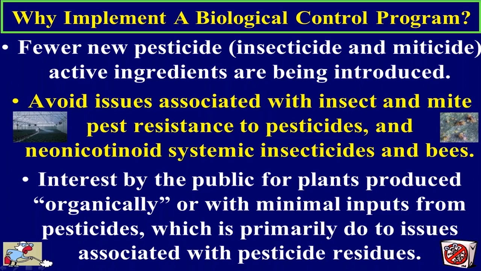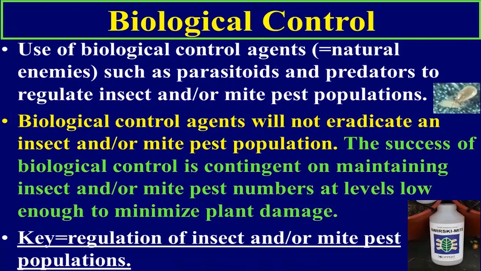Number three is the interest by the public in plants produced organically, or more so with minimal inputs from pesticides. And this is mostly associated with the residues on plant parts. So these are just some of the reasons that I've gathered from growers about why they want to implement a biocontrol program. So what is biological control?